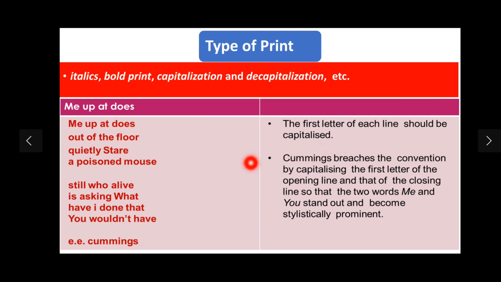Similarly, there are some letters like in the third line we find Stare. Most often we don't capitalize a word which occurs in the middle or end of a sentence, but here the first letter of this word, Stare, is capitalized. Similarly, in the second stanza, the second line again, W is capitalized, in an unexpected way.